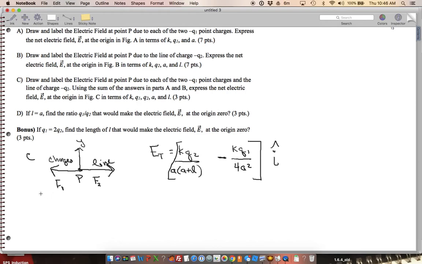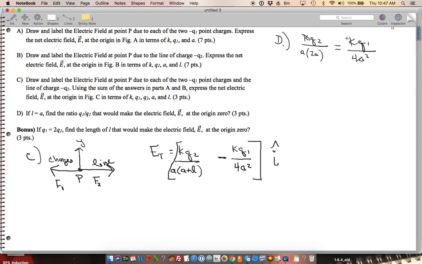Great, and now D. If l equals a in this equation, then find the ratio so that the E field is 0 at the origin. So here, we want these two to be equal. I can just set these two terms equal, set l equal to a, and then solve for Q1 over Q2. So let's do that. We'll say kQ2 over, now I'm plugging in a, and since l is equal to a, we're going to make that 2a, equals kQ1 over 4a squared.